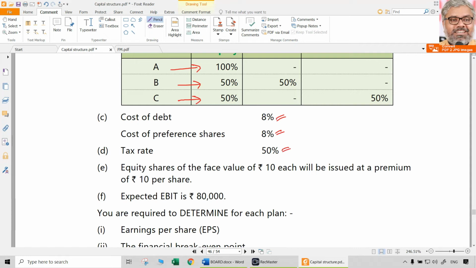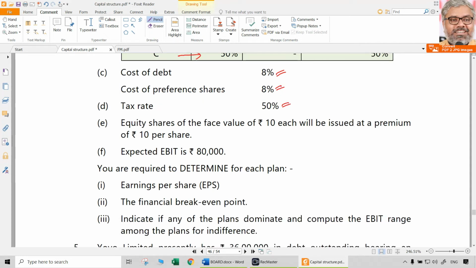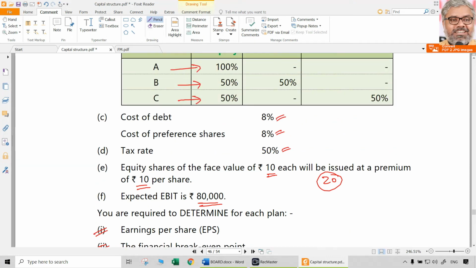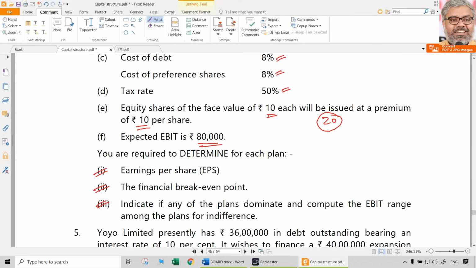Tax rate is 50%. Then equity shares of face value of 10 rupees each will be issued at a premium of 10 rupees per share, which means issue price is 20 rupees. First we have to identify that. Expected EBIT is 80,000 rupees. First thing first, you are required to determine for each plan earnings per share, then financial break-even point. Then third question says indicate if any of the plans dominates and compute the EBIT range among the plans for indifference. So indifference points between different plans also has to be calculated in the third question.